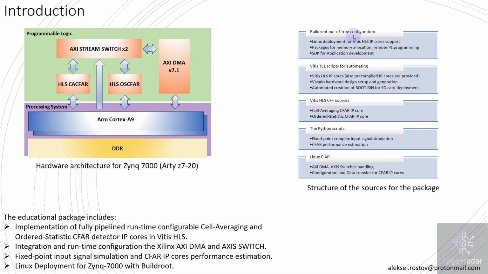The sources include Buildroot with pre-configuration for Linux deployment with high-level synthesis support, Vitis Tcl scripts for automating projects like Vitis high-level synthesis, Vivado, and bootloader creation for SD card deployment, Vitis high-level synthesis C++ sources for both IP cores, cell averaging CFAR and Ordered-Statistic CFAR, and a Python script for fixed point complex input signal simulation and CFAR performance estimation. Besides that, I also offer a Linux C API, where I demonstrate how to handle all these IP cores in programmable logic under Linux.